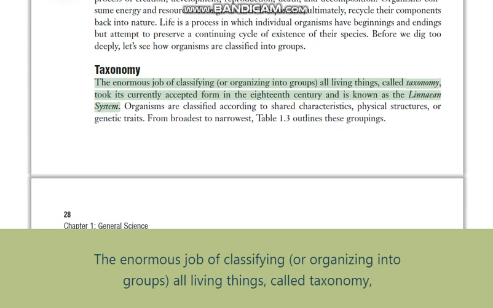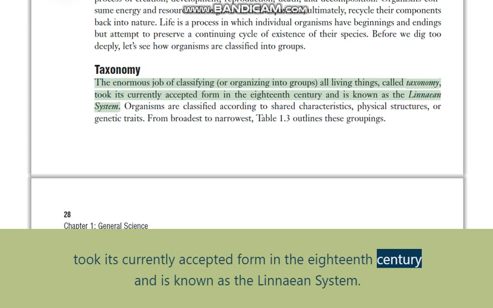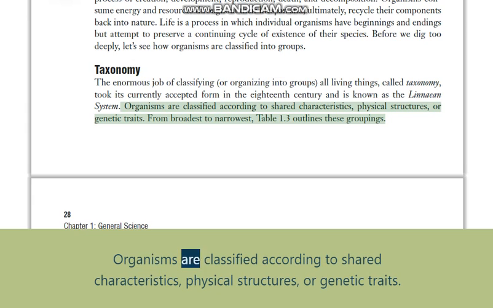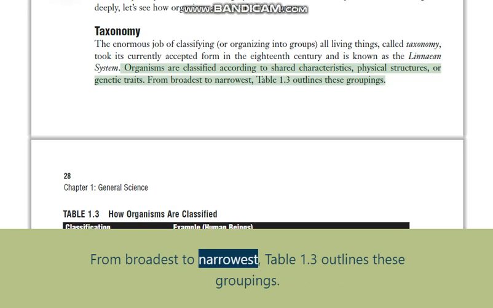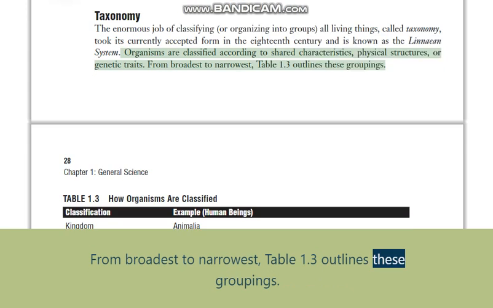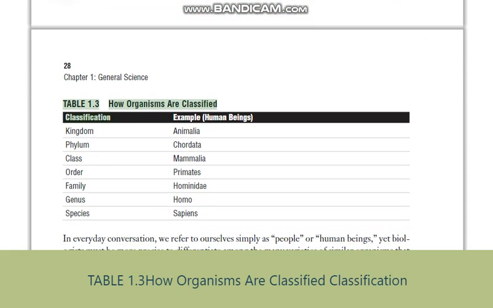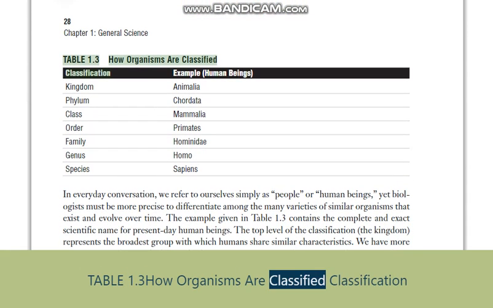Taxonomy. The enormous job of classifying, or organizing into groups, all living things, called taxonomy, took its currently accepted form in the 18th century, and is known as the Linnean system. Organisms are classified according to shared characteristics, physical structures, or genetic traits. From broadest to narrowest, Table 1.3 outlines these groupings. Table 1.3: How organisms are classified.